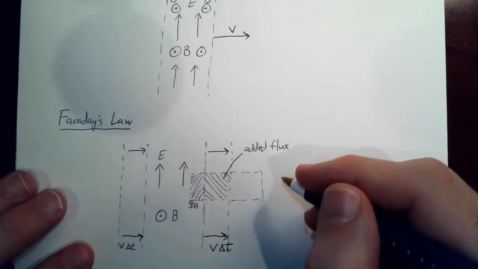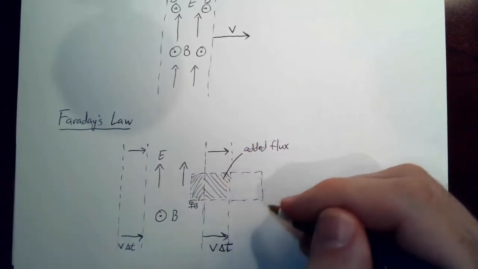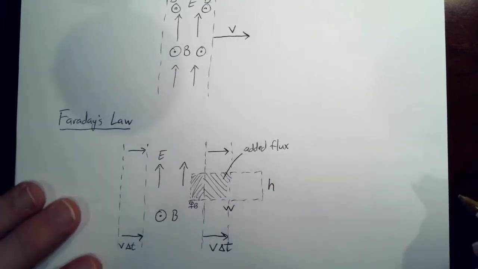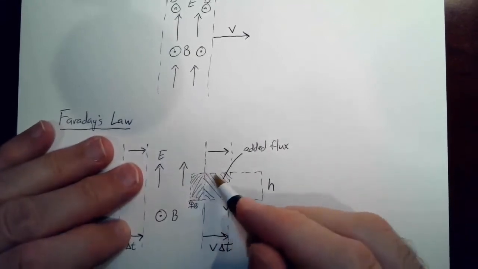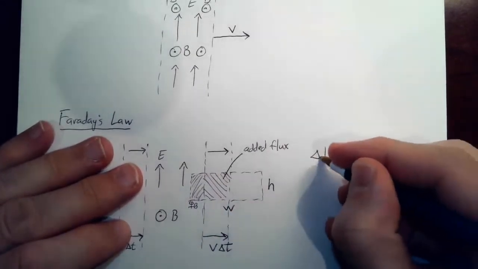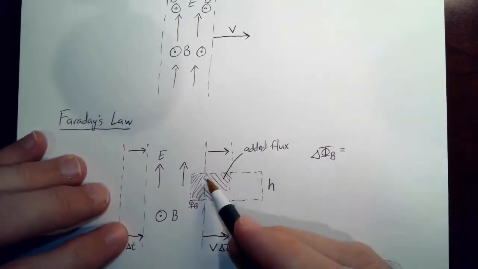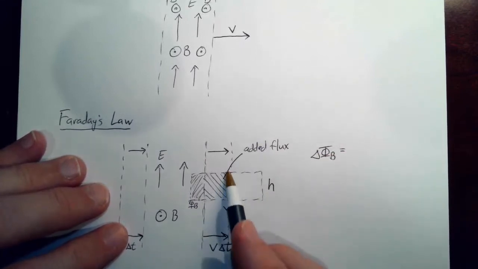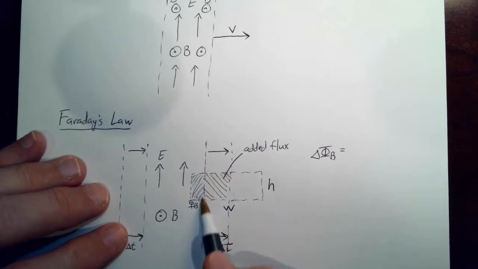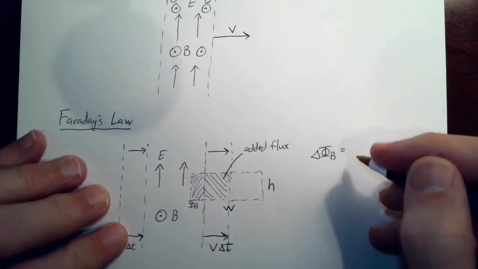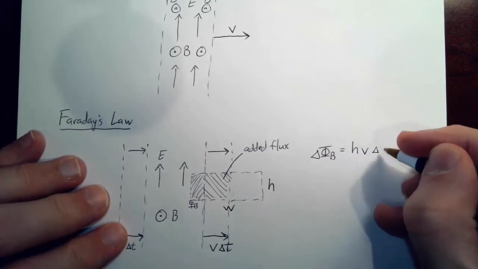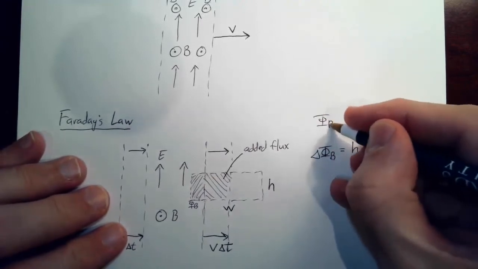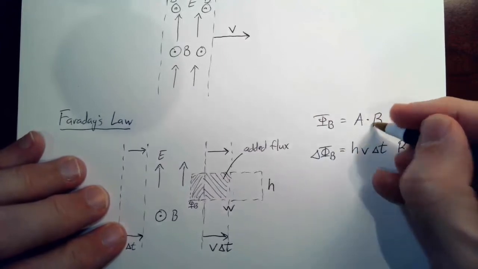Let's label the dimensions of my rectangle here. I'm going to say it has height h and width w. Okay, so what's the area of this part that was added? So delta phi B, the area of this is going to be h, the height, times the width of just this region that was added to my flux in this time interval, which was v delta t. So h v delta t is the area of this region times B, where again I'm using A times B for the magnetic flux.